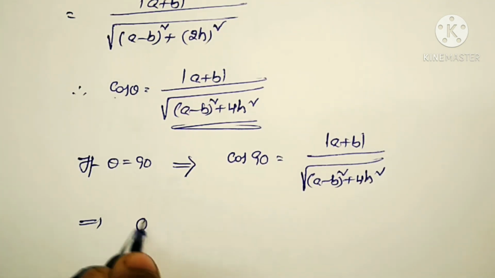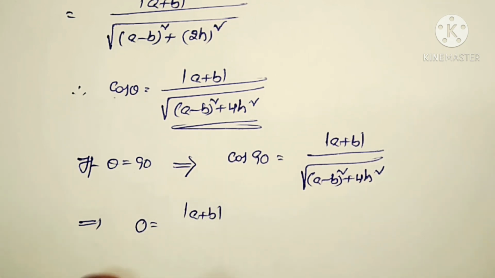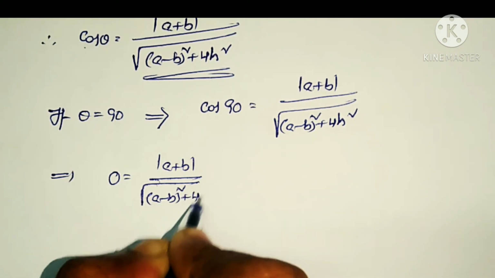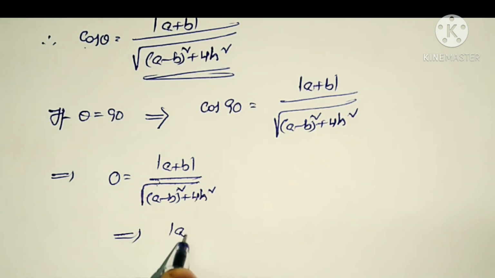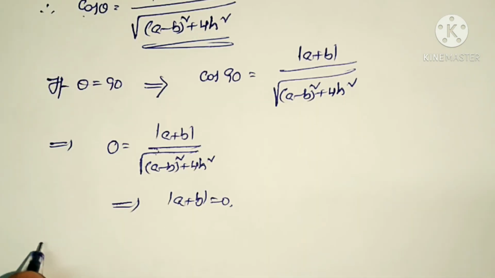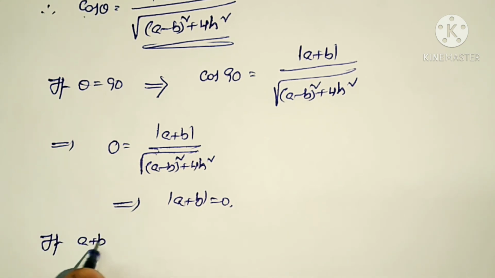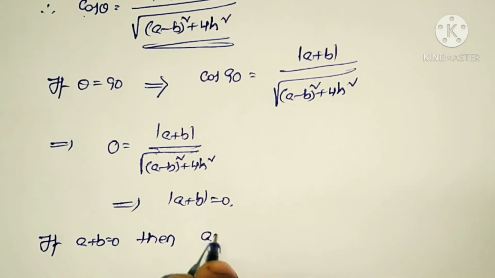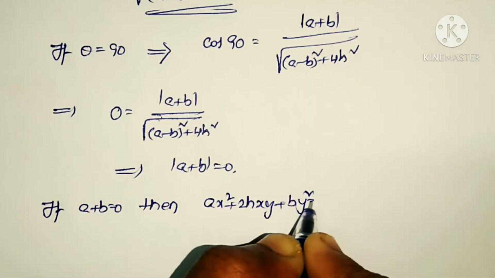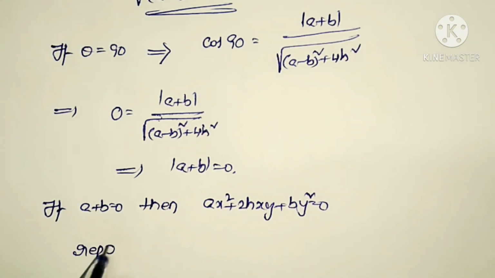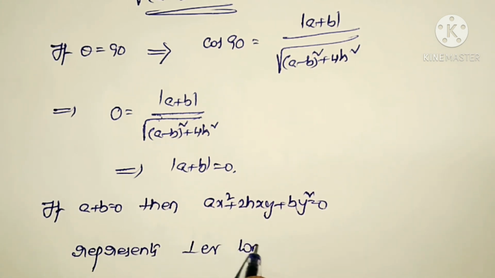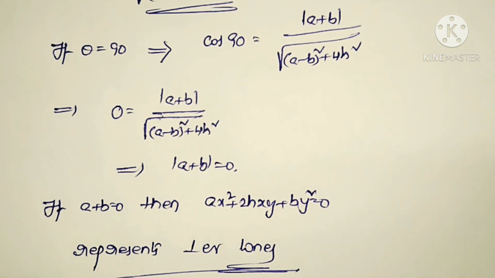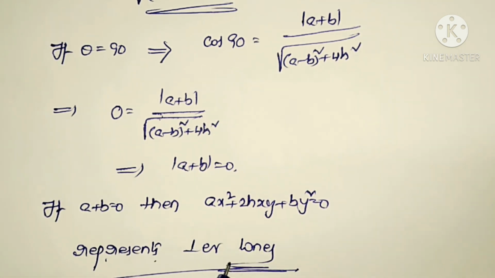0. That is, 0 is equal to mod A plus B by square root of (A minus B) whole square plus 4h square, which means mod A plus B is equal to 0. That is, if A plus B is equal to 0, then the equation represents a pair of perpendicular lines. So if A plus B is equal to 0, then ax square plus 2hxy plus by square is equal to 0 represents perpendicular lines. Now this is the condition for perpendicular lines. This is also the most important formula. Therefore, the given equation represents the perpendicular lines. That's all.